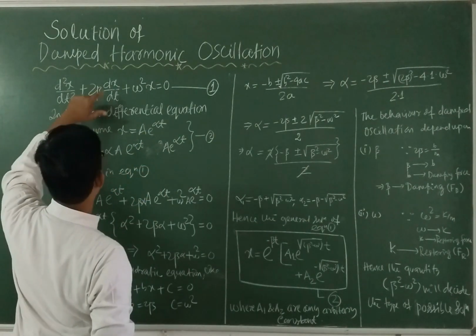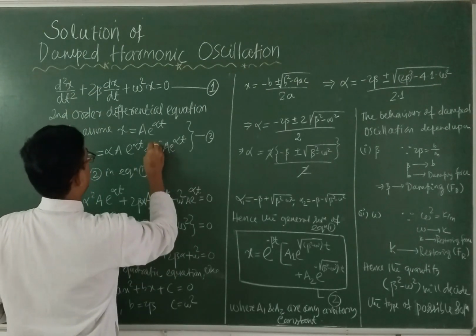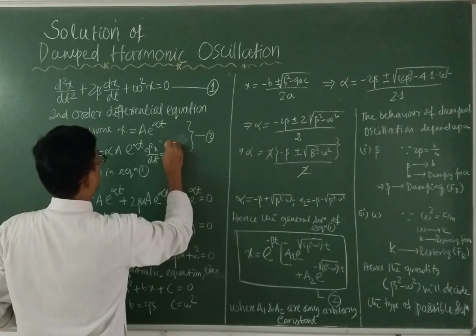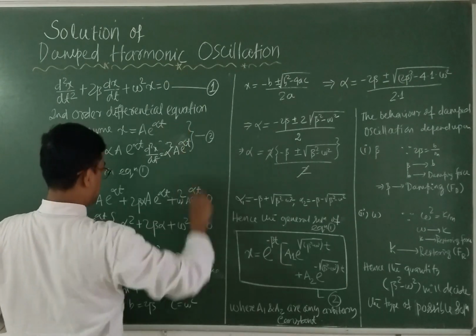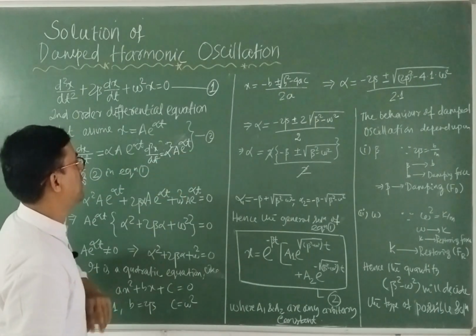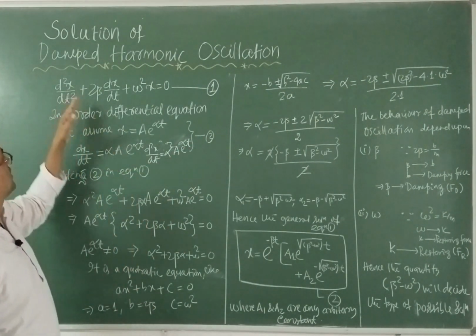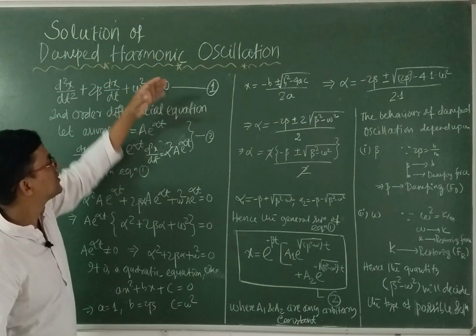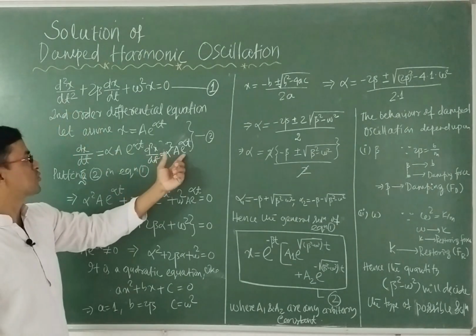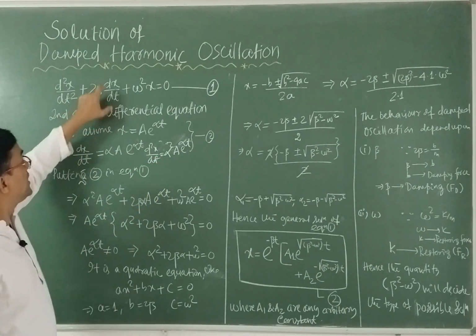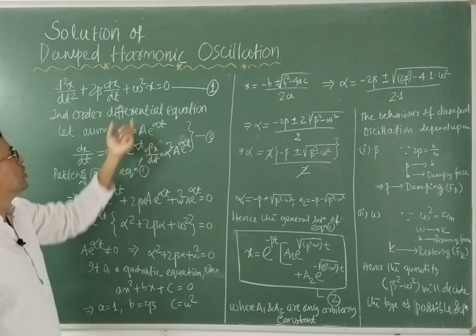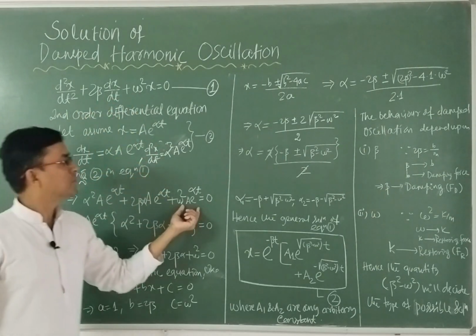And for the second derivative I can write d square x by dt square equal to alpha square e to the power alpha t. If you do the double derivative, one more alpha will come, so it will be alpha square e to the power alpha t. This is equation 2. Then in d square x by dt square, dx by dt and x, we just put these values. We get alpha square e to the alpha t plus 2 beta alpha e to the power alpha t plus omega square e to the power alpha t equal to 0.